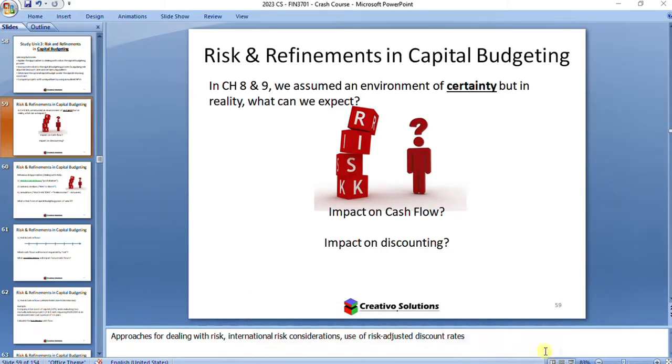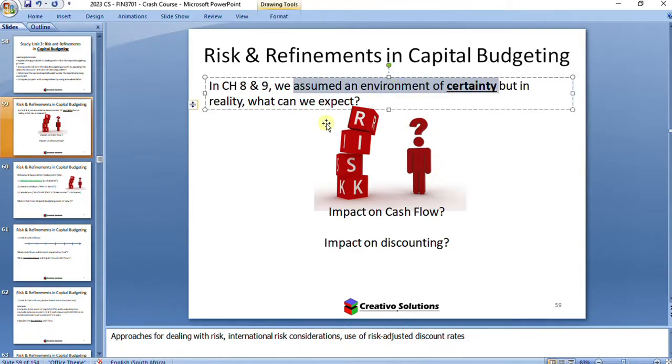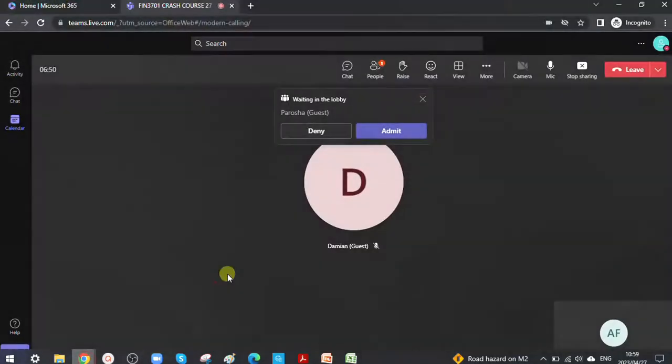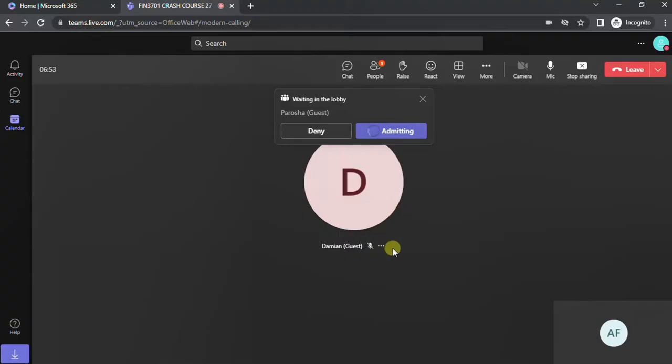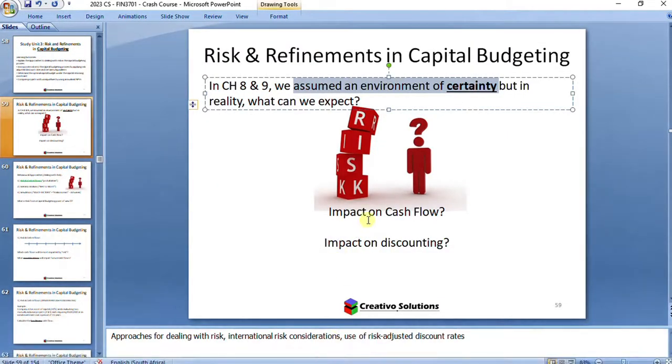So just in terms of risk and these refinements that we have, basically we're looking at the impact that this has on cash flow. Remember, in everything that we've looked at so far, all of it has assumed that everything is set in stone, that there is no uncertainty. There is an assumption that there is certainty. So that's the problem that we're in. If you've looked at chapters 8 to 9 in the textbook, nothing has assumed risk yet. Everything has assumed that there is no risk.